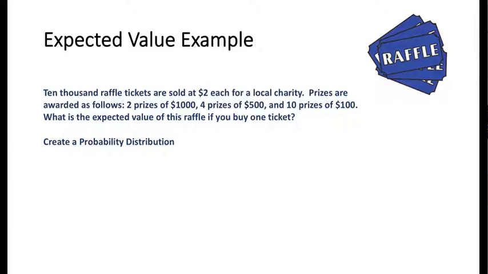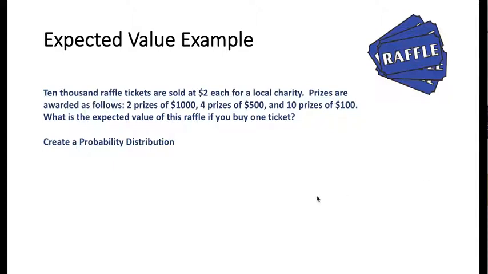I'm sure you've all experienced some point in your life where you were asked to buy a raffle ticket. So consider this scenario. 10,000 raffle tickets are sold at $2 each for a local charity. Prizes are awarded as follows: 2 prizes of $1,000, 4 prizes of $500, and 10 prizes of $100. What is the expected value of this raffle if you buy one ticket?